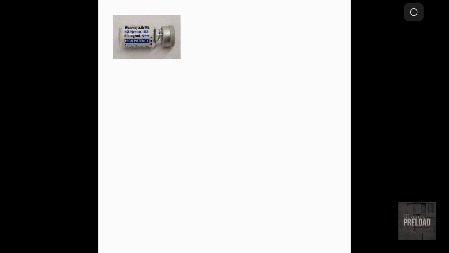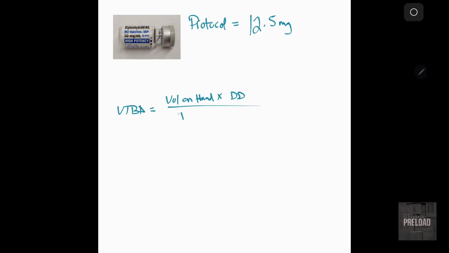So let's take this a little bit further and do this as a pediatric dose. Now, protocols usually for pediatrics, for diphenhydramine or Benadryl, let's just say they go with the 12.5 milligrams, which I've seen before. And so we're now trying to make this a much smaller dose. So let's put our formula back in: our volume to be administered is going to equal our volume on hand times desired dose over dose on hand.